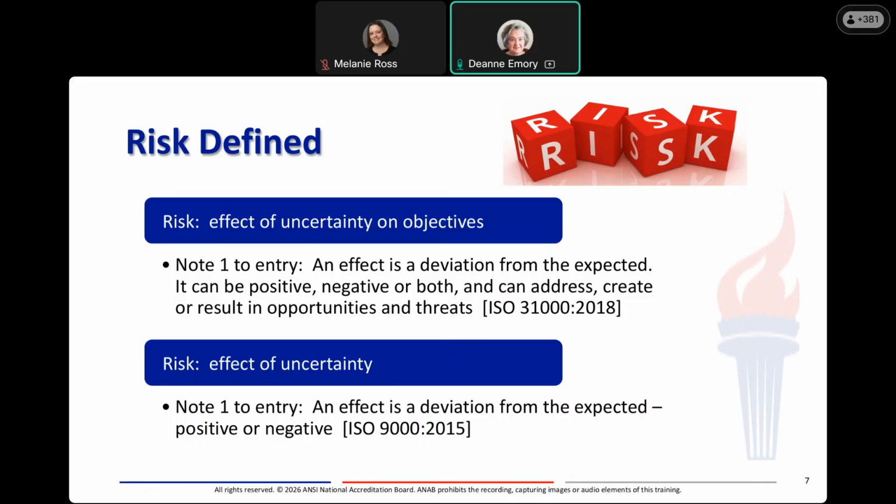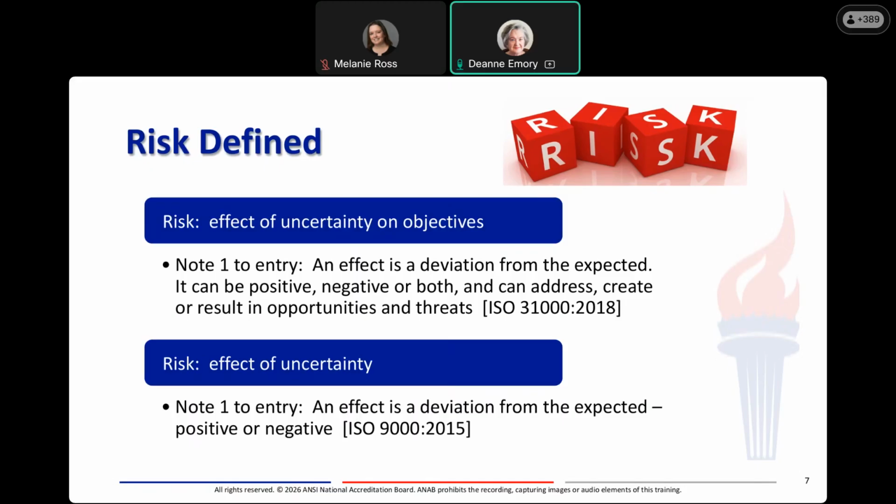Note 2 states objectives can be different aspects or categories and can be applied at different levels. Note 3 to the definition says that risk is usually expressed in terms of risk sources, potential events, and their consequences and their likelihood. We will talk more about risk sources, potential events, and the consequences and likelihood in the next 2 webinars on risk assessment.